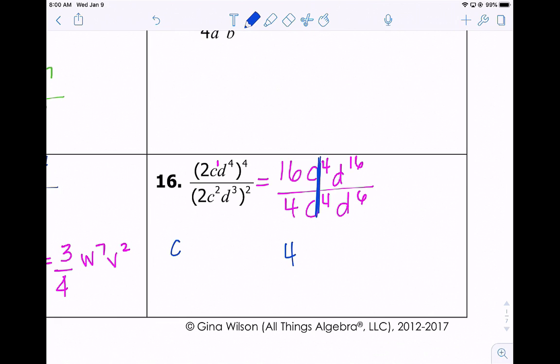It's actually going to be c to the 0, which we know equals 1. So we don't even have to write it because multiplying by 1 doesn't change the value of anything. Then we have d to the 16 divided by d to the 6. So we subtract. 16 minus 6 is going to be d to the 10. So 4d to the 10.